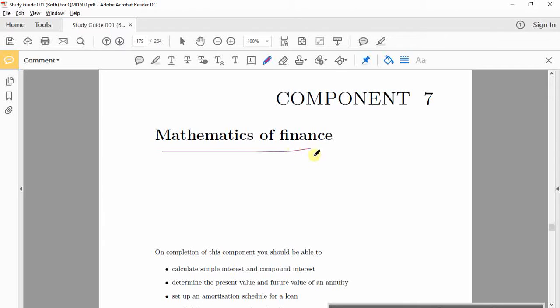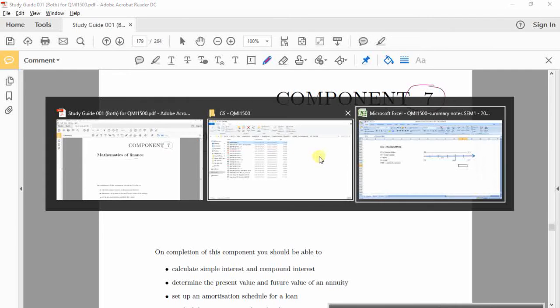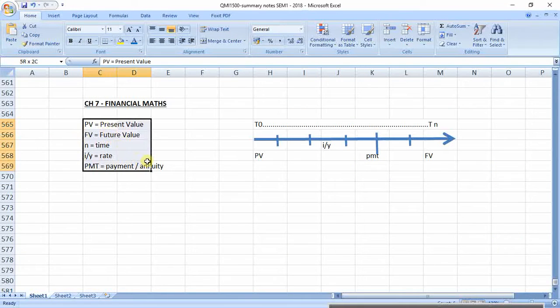Maths of Finance, that's financial mathematics, looking at chapter 7. When you deal with Maths of Finance, you need to remember these 5 variables. That's everything. You need to know what PV represents, which is the present value.